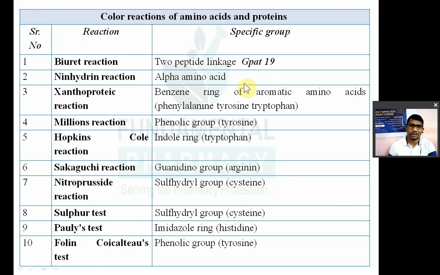Ninhydrin reaction is given positive by alpha amino acids, xanthoproteic for aromatic amino acids, Millon's for the phenolic group of tyrosine. Hopkins-Cole reaction is given positive by the indole ring present in tryptophan. Sakaguchi reaction is specific for the guanidino group of arginine. Nitroprusside reaction is for the sulfur group of cysteine. Again, the sulfur test is also for the same thing. Pauly's test will be given positive by the imidazole ring containing amino acid, that is histidine. A question has already come on this too. Folin-Ciocalteu test is given positive by the phenolic group of tyrosine.